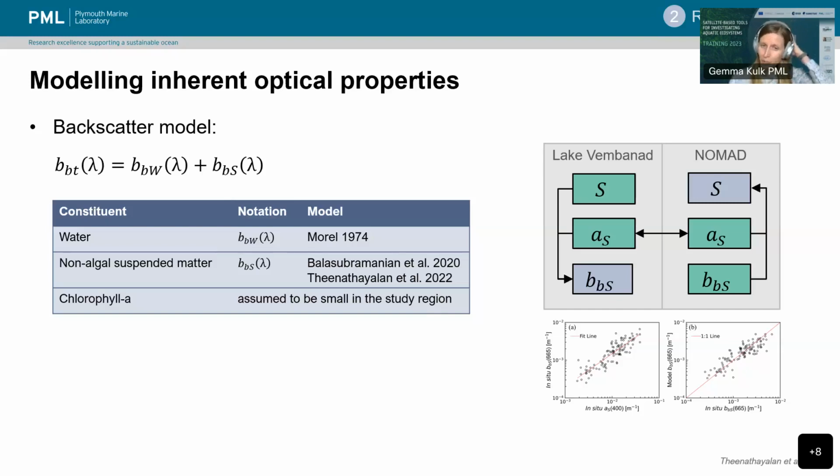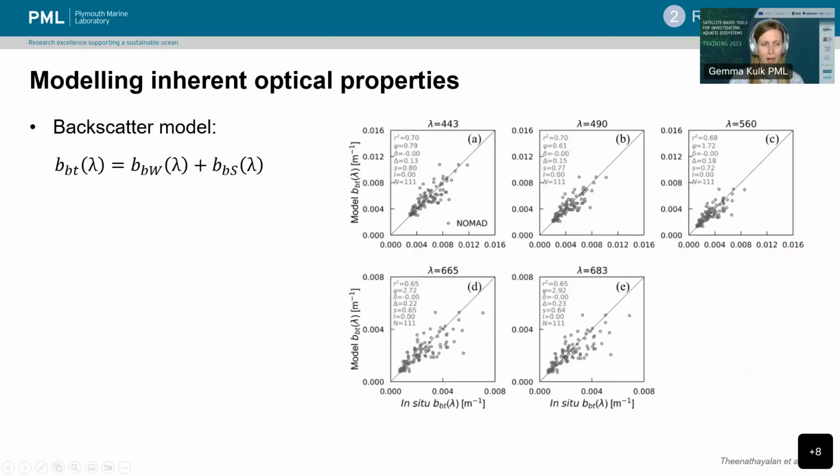And so we used the model of Balasubramanian et al. For the NOMAD dataset, the backscatter of non-algal suspended matter was described as a function of absorption, as you can see on the figure on the left. And this modeled backscatter coefficient was then compared with the in situ data from NOMAD as shown in the figure on the right. The results showed that the backscatter model was in good agreement with the in situ backscatter coefficients from the NOMAD dataset at different wavelengths.